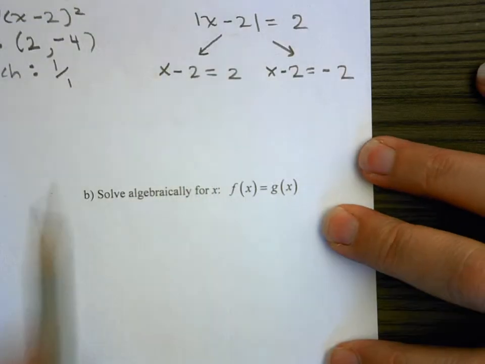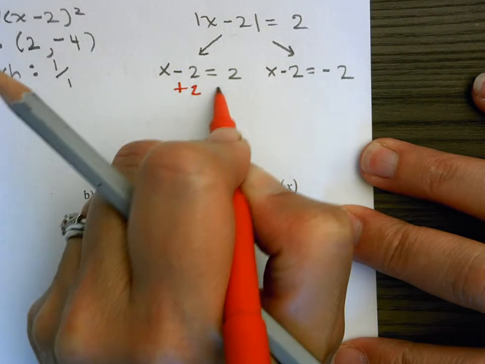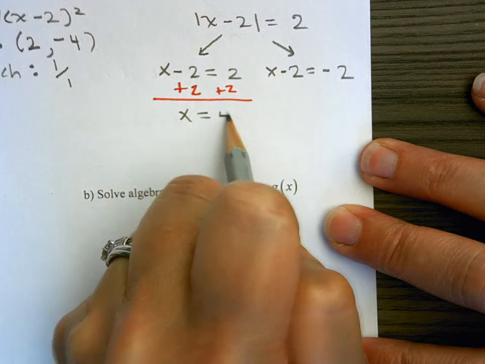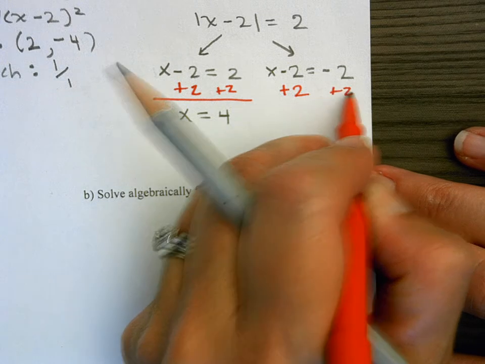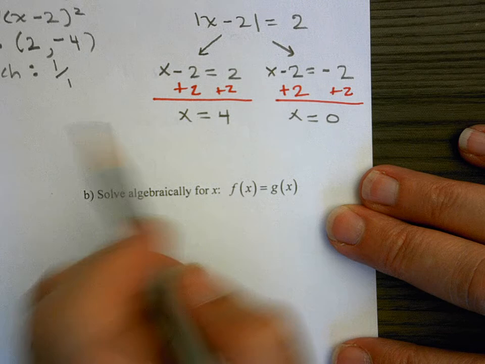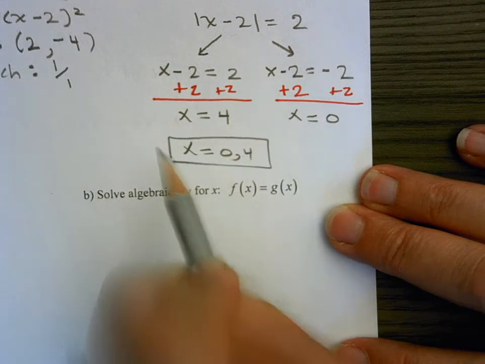And then now solve each equation for x. So I'm going to add 2 to both sides. And then do the same on this one as well. So add 2 to both sides. And so then x is equal to 0 and 4, which is the same thing that we got when we solved it graphically, right? Thank goodness.